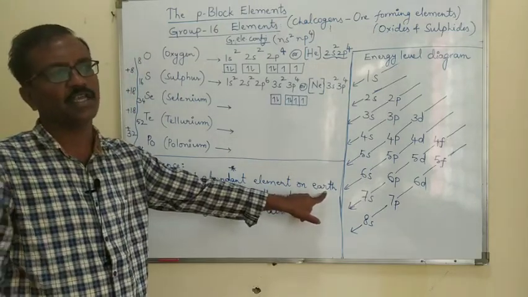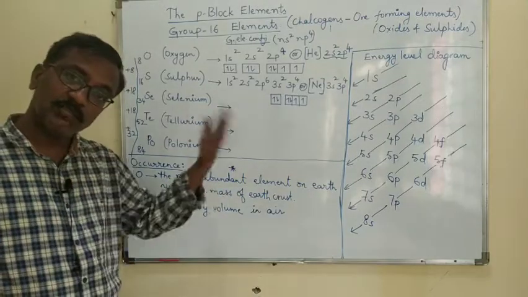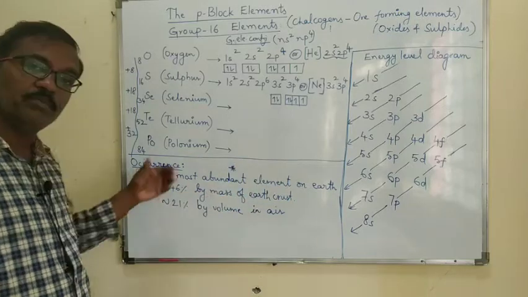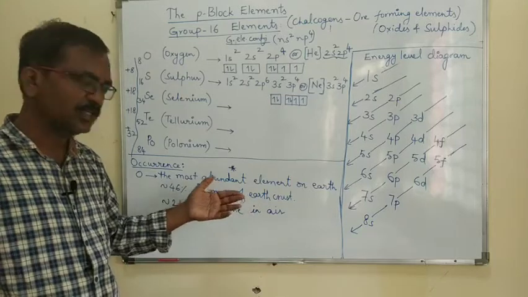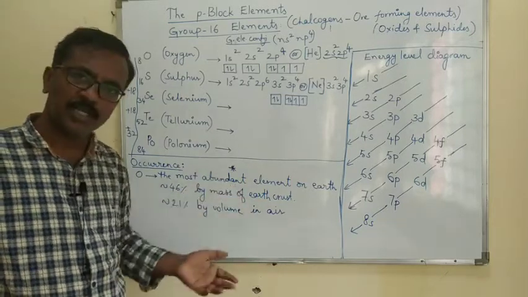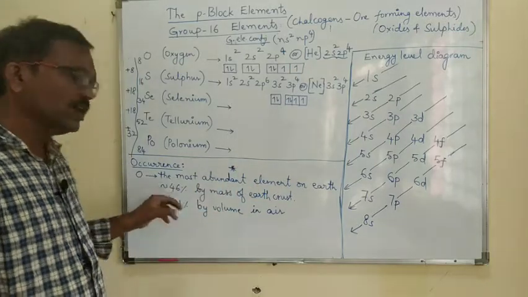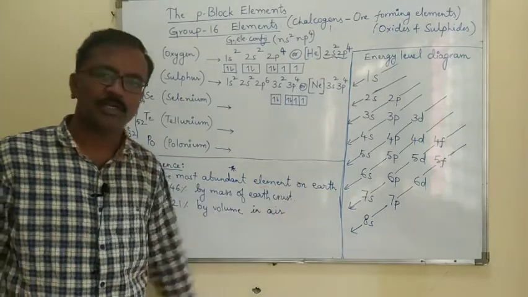Earth crust means in the earth. So oxygen is not directly available; it is in the form of different mixed oxides, that means copper oxide, sodium oxide, magnesium oxide, right? It will be available in the form of different oxides. If you take individual elements, oxygen is the most abundant element on the earth.